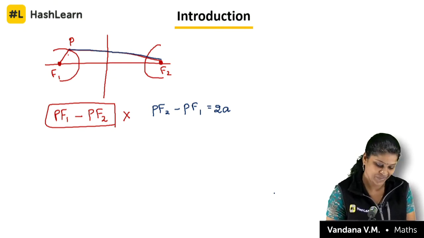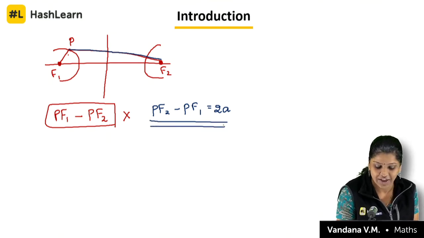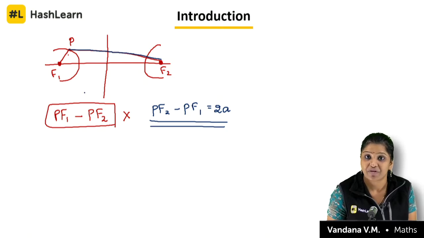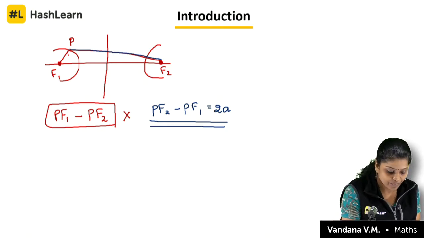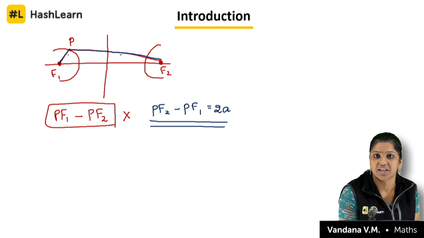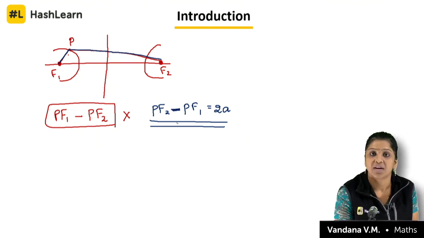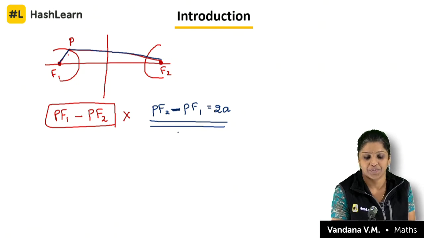I don't know. Okay, so this is the definition: the locus of all the points for which the difference of distances from the fixed points is always constant is called a hyperbola. The sum is called an ellipse.